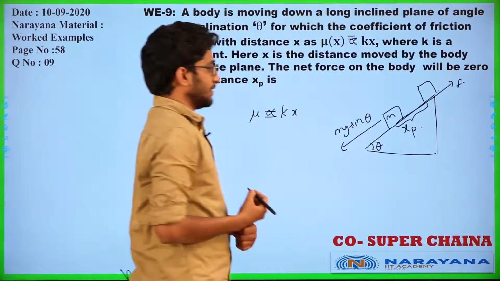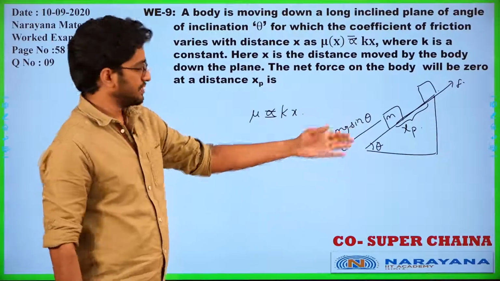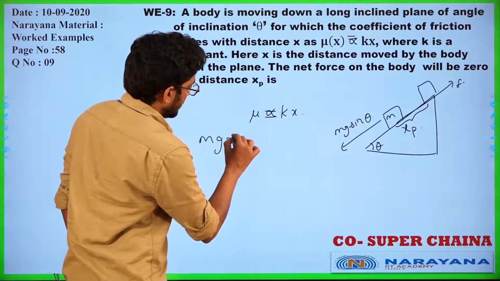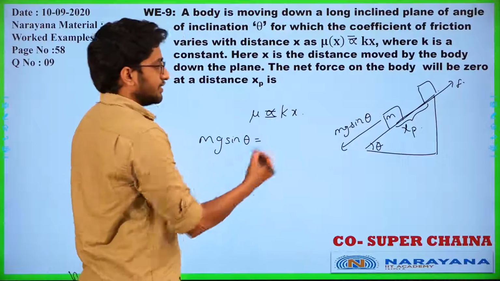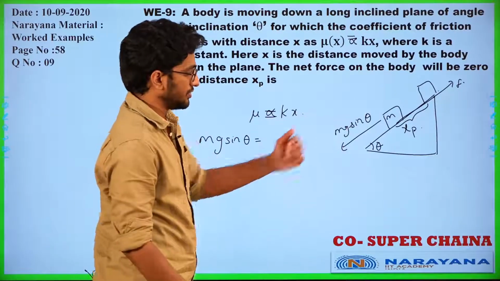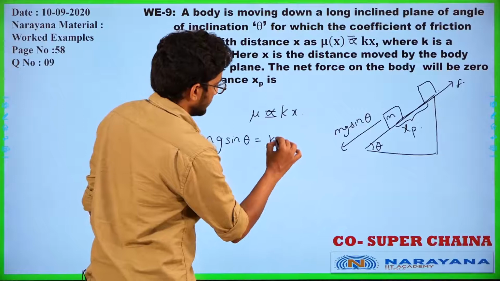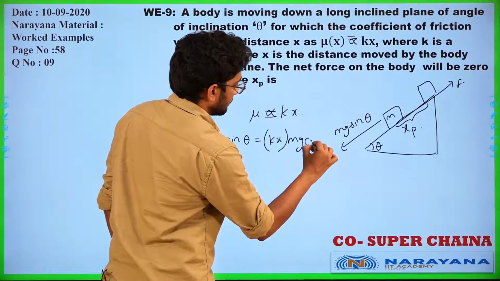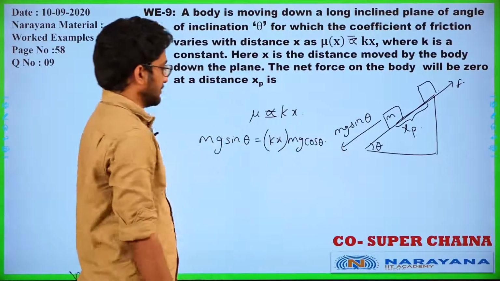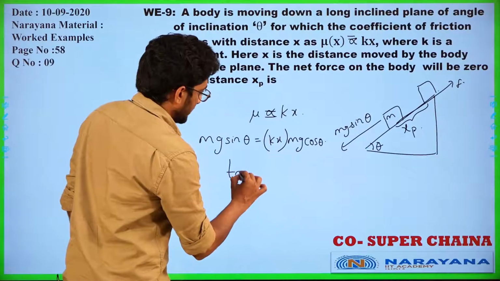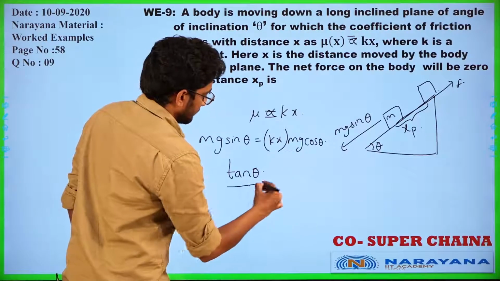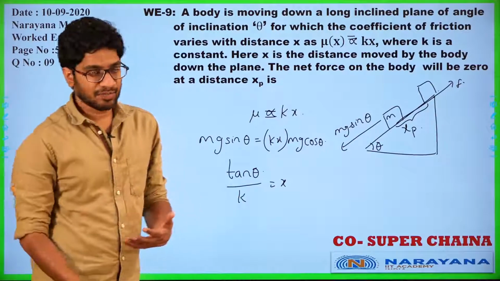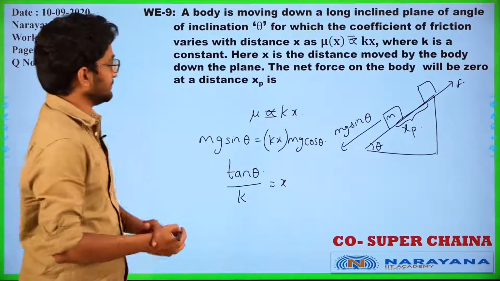So when will this be at rest, or when will the acceleration be 0? When net force is 0. So we see that mg sin theta should become equal to the friction acting. Friction acting is mu into normal, mu into mg cos theta. So you can see that tan theta by k is x. So the distance travelled after which net acceleration becomes 0 is tan theta by k.